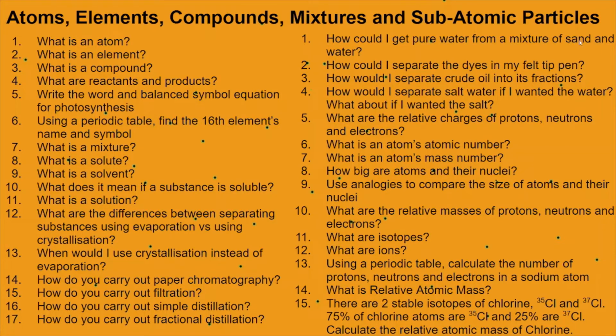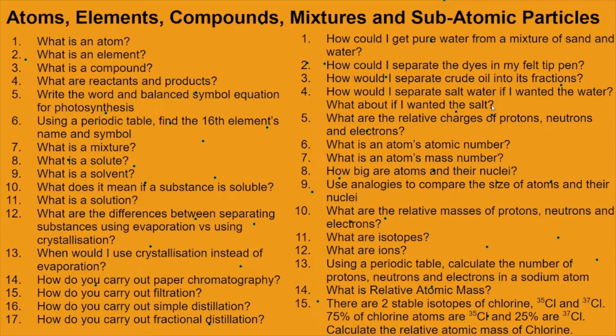So a mixture of sand and water, that's an insoluble solid in a solution, which means we're going to use filtration. A felt tip pen contains many solutes. The dyes are solutes, so to separate many different solutes from a solution we use paper chromatography. Crude oil is a mixture of many different liquids with different boiling points, so we're going to separate it using fractional distillation. To separate salt water, if you wanted the water, you could use simple distillation, because you'd be able to collect the water through that condenser.